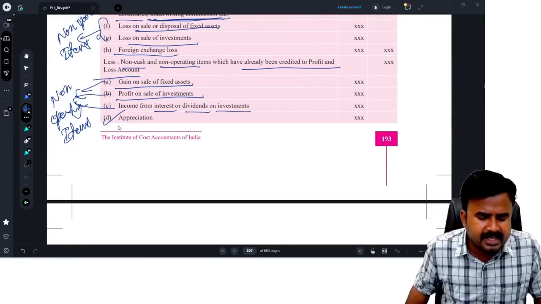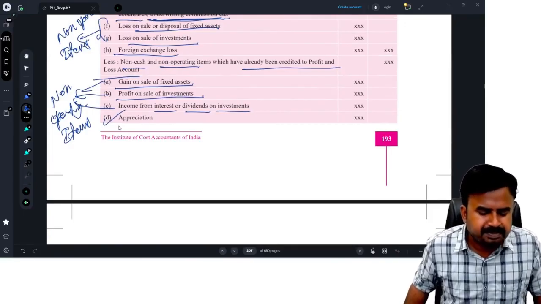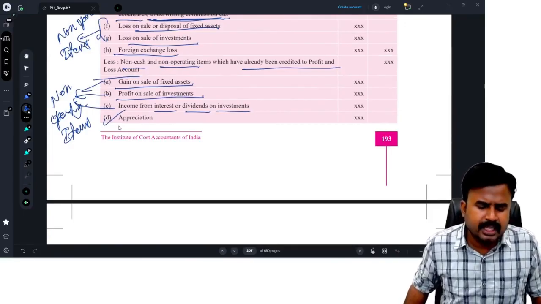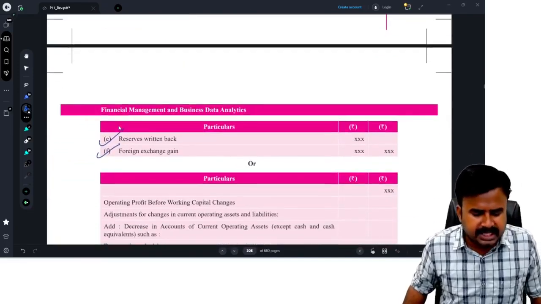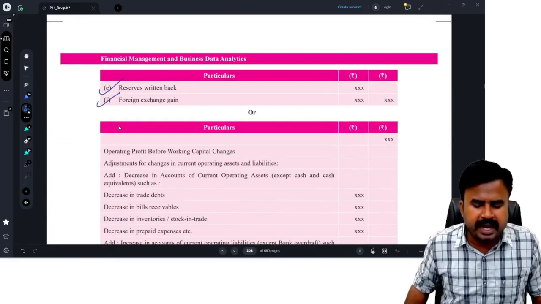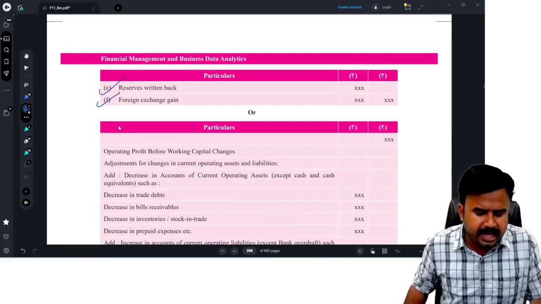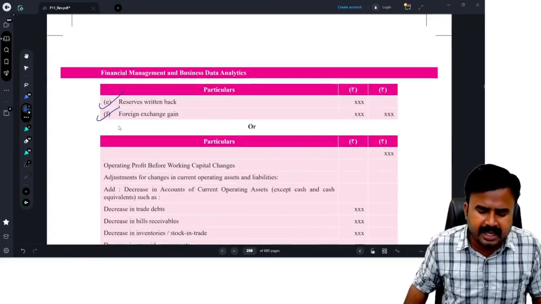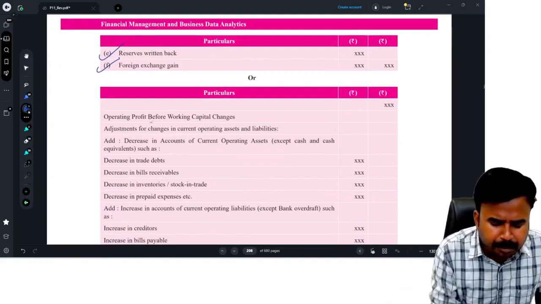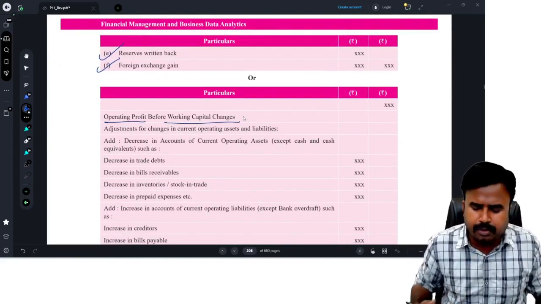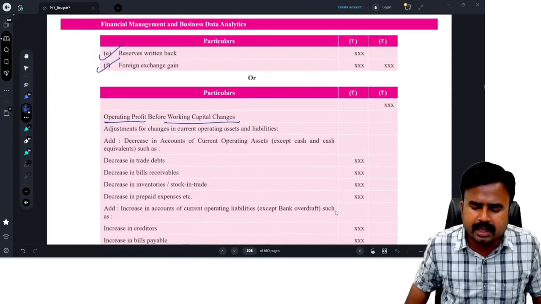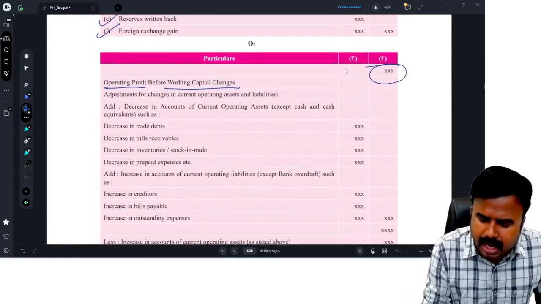Gain on sale of fixed assets, profit on sale of investments, income from investments, nothing but interest and dividend received on investments, appreciations, any asset appreciations, reserves written back, and foreign exchange gains. So these items should be adjusted very carefully. Then finally, I'll get operating profit before working capital changes. We have a lot of adjustments here under the indirect method. So finally, this is the number I'm going to get.